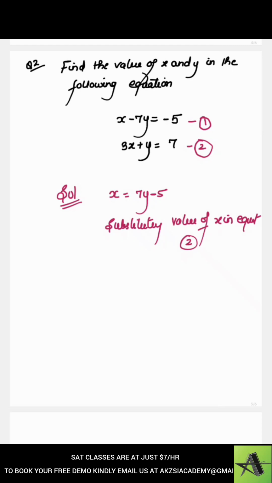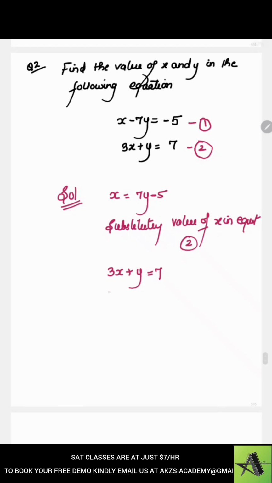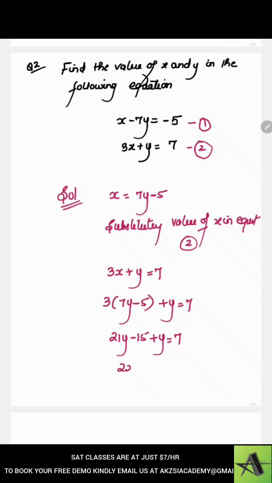So here, substituting in equation 2, our equation is 3x plus y equals 7 and x is 7y minus 5. So I'm substituting it here. 3 times (7y minus 5) plus y equals 7. Now on expanding, I'll get 3 times 7y equals 21y, 3 times minus 5 is minus 15, plus y equals 7. Now 21y plus y is 22y, and bringing 15 onto the right hand side, and while doing so we always change the sign. So 7 plus 15 is 22.